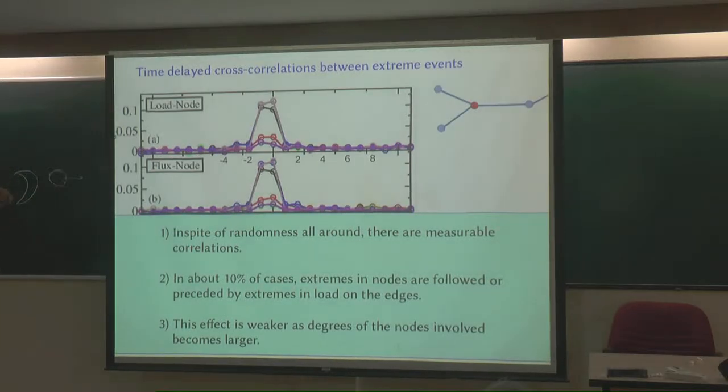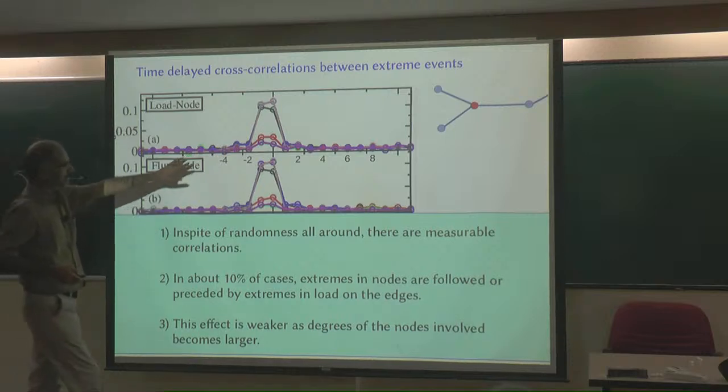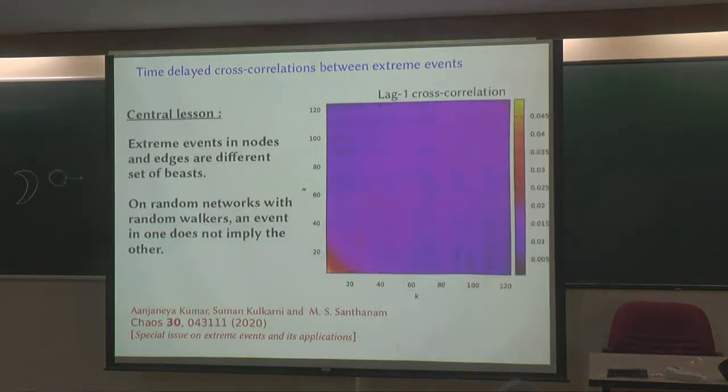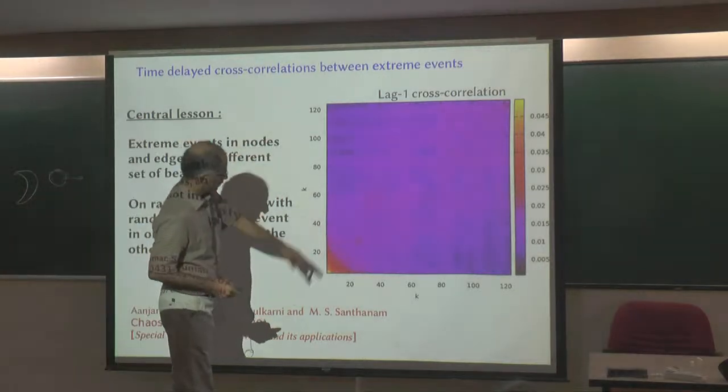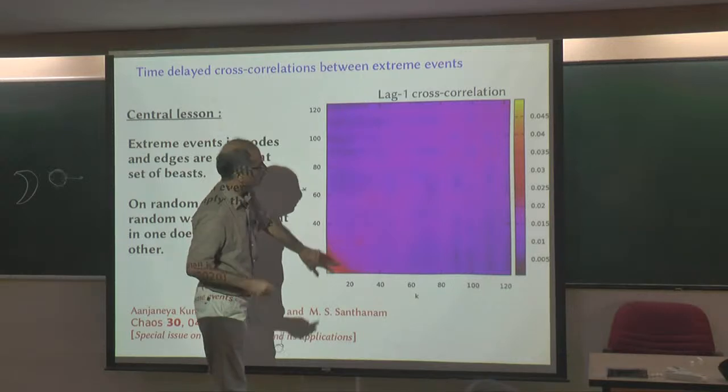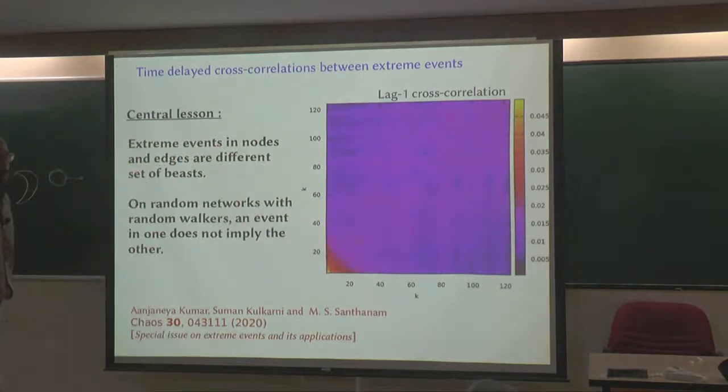And in fact, generally it is much lower. So in spite of all the randomness, there is a measurable correlation, but it is extremely weak. You will see that in this plot. The maximum correlation that you see here is in yellow, which is of the order of about 0.05 or thereabouts.